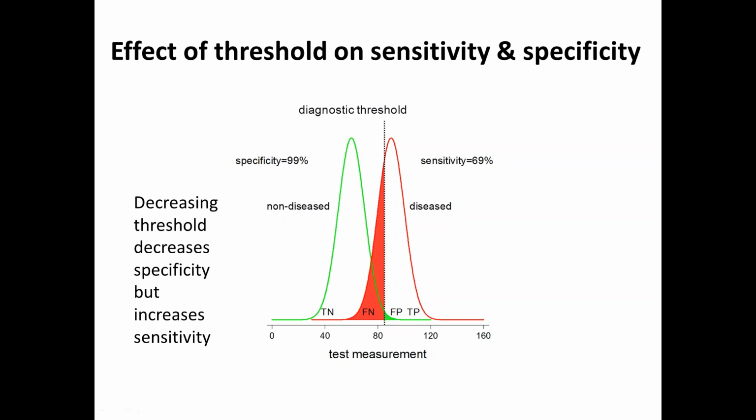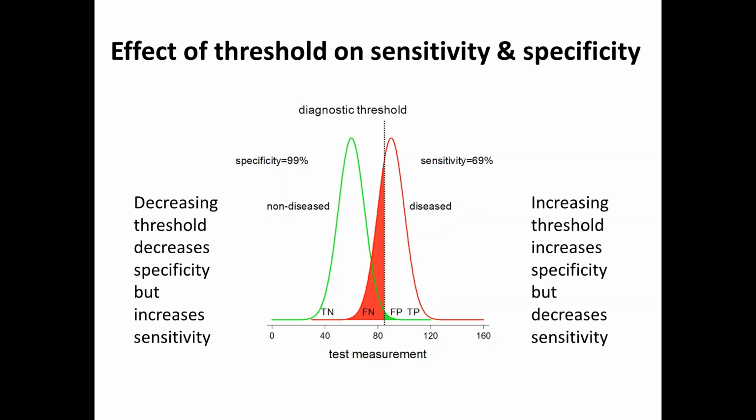So there's this correlation between sensitivity and specificity because of this change in threshold. So decreasing threshold will decrease specificity but increase sensitivity, while increasing threshold, so if I move my threshold, my dashed line, the other way, I'll reduce my number of false positives, and so there'll be an increase in specificity but a decrease in sensitivity.